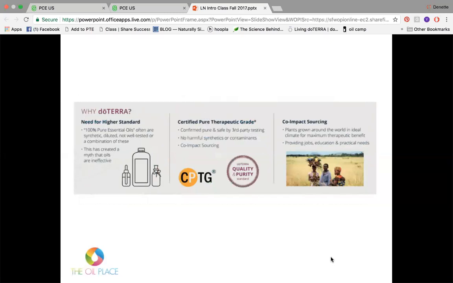So why doTERRA? The 8 executives from doTERRA found that there was a need for a higher standard. So they are 100% pure essential oils. Oils labeled 100% pure are often synthetic, diluted, not well tested, or a combination of these. And this has created a myth that oils are ineffective. A lot of times people will go get oils at Whole Foods or Red Clover or Amazon or Walmart, and they're a very, very poor quality. There is no FDA standard for essential oils, so they can put 100% pure, they can put whatever they want on the label. There is no one regulating what they can or can't say on the bottle.